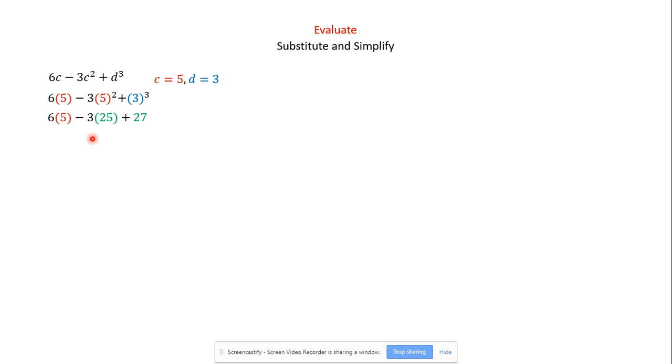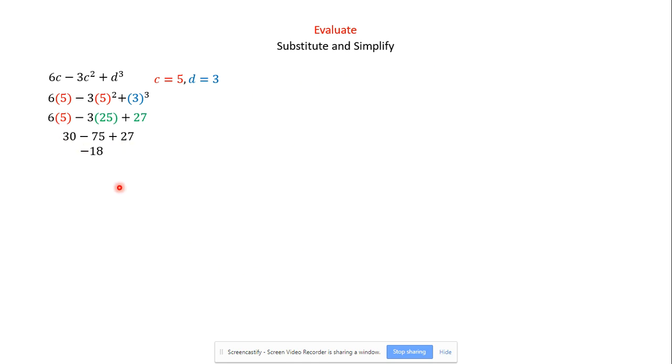Now we can do the multiplication. 6 times 5, we could have done that in the last step because there were no exponents affecting it. But 6 times 5 is 30. 3 times 25 is 75. And the 27 is just going to hang out. 30 minus 75 plus 27 is negative 18. And so that would be the evaluation. We end up with a number.